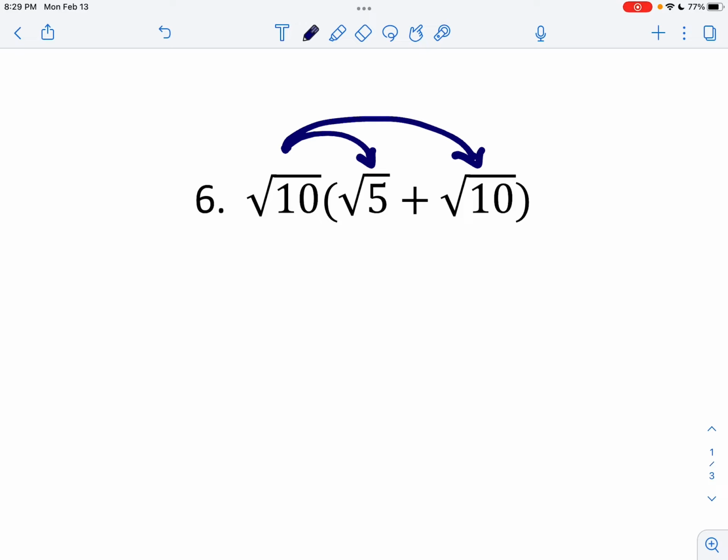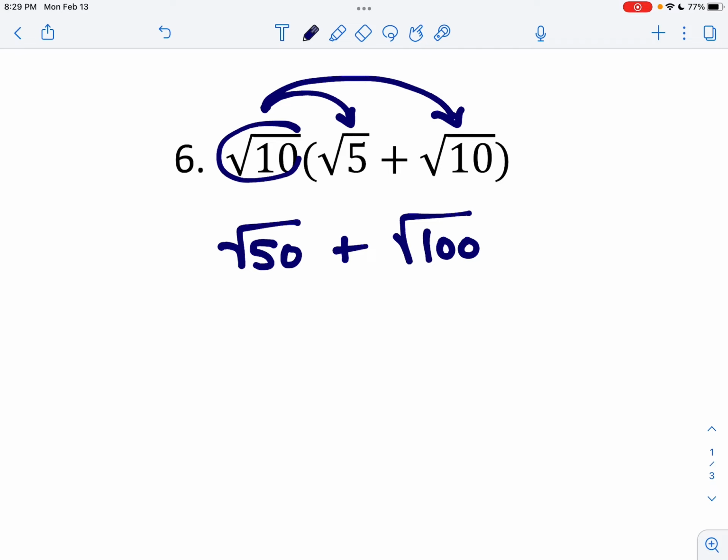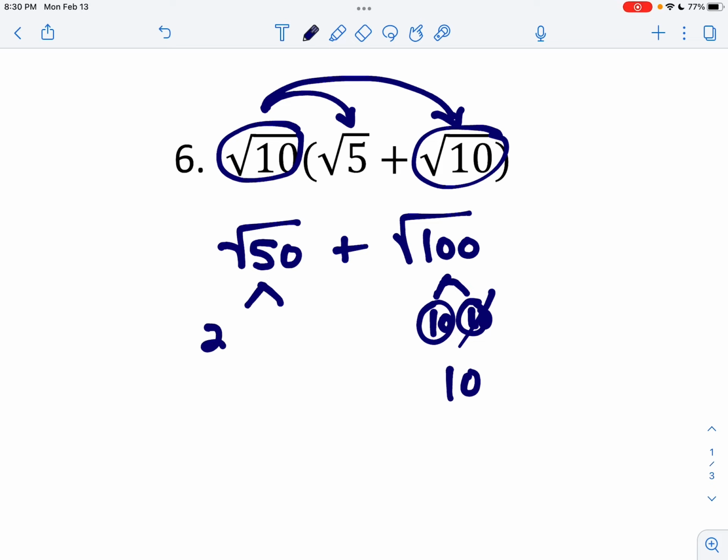All right, you're going to distribute the square root of 10 to everything inside the parentheses. So the square root of 10 times square root of 5 is square root of 50 plus square root of 100. And if you notice, we have the square root of 10 and the square root of 10, they're both 10s multiplied together. The square root of 100 is going to come out as just 10. So I know that this breaks down into 10 and 10, or just 10. Square root of 50, we can break it down into 25 and 2, and we get 5 and 5.